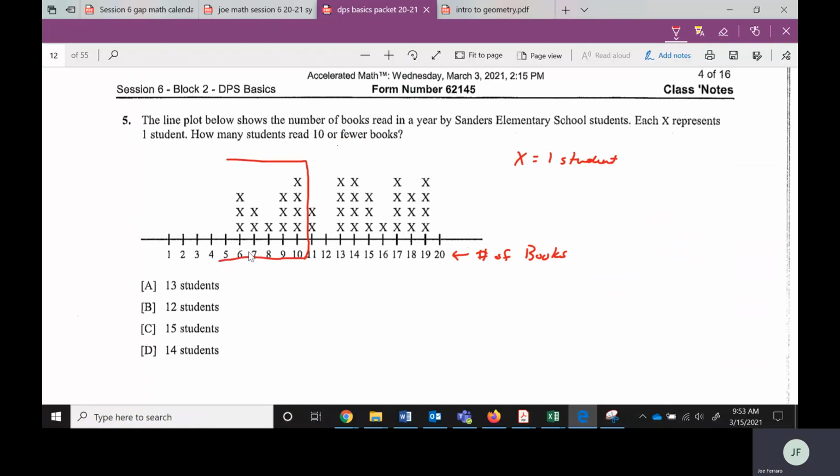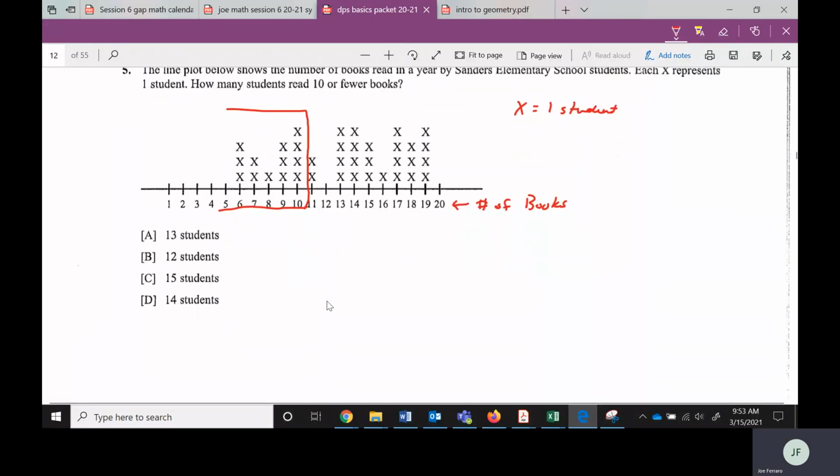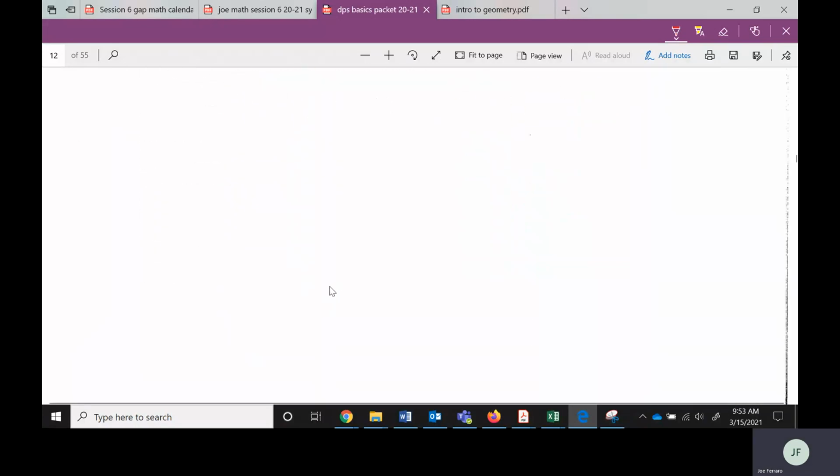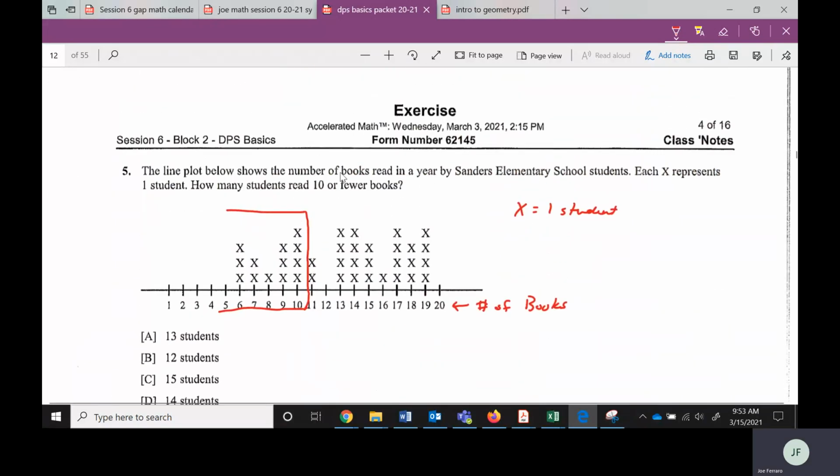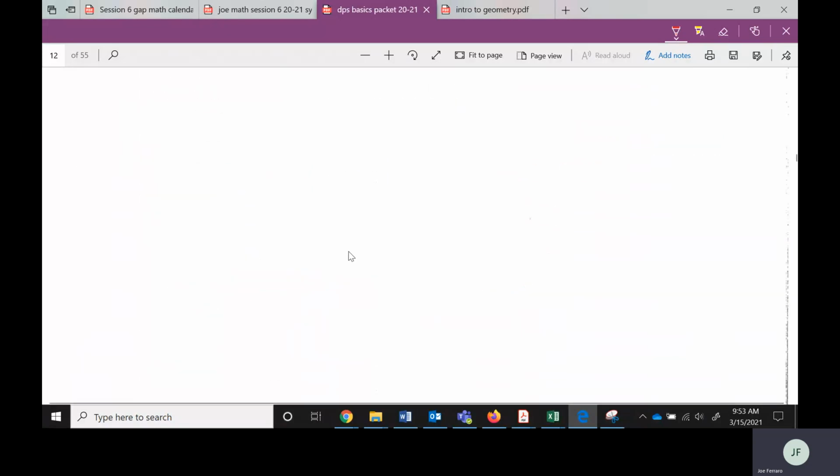So all you're going to do, again, I'm just going to give you a hint. This would represent all the people that read 10 or fewer. You just got to count up the X's, find the answer. Again, check it in the back at the end of the section. If you're not getting the right answer, let me know. Okay, so not too bad there. Again, just because I mentioned the difference, if it said fewer than 10 books, then you would only include 9 and under. But 10 or fewer includes the 10.